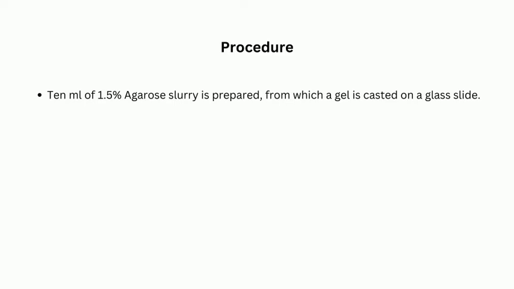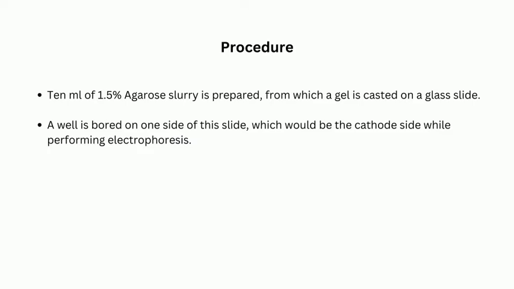To perform immunoelectrophoresis, we need to follow this procedure. 10 ml of 1.5% agarose slurry is prepared, from which a gel is casted on a glass slide. A well is bored on one side of the slide, which would be the cathode side while performing electrophoresis. The sample, that is the antigen mixture, is loaded in this well.